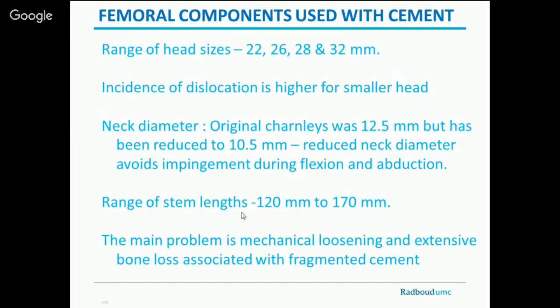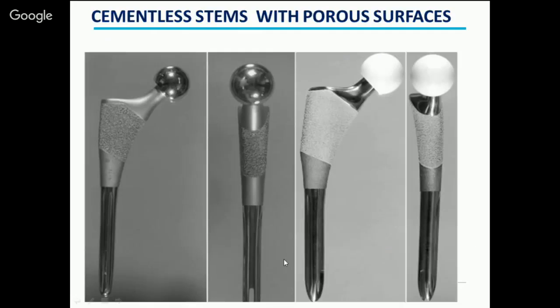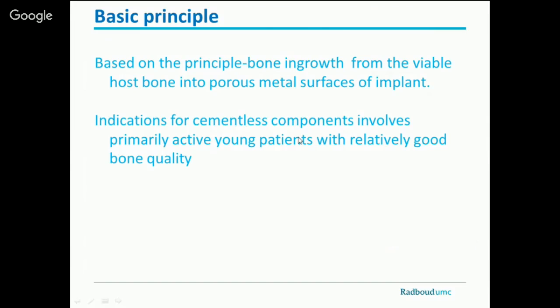Now we have a range of stems, and the main problem of cemented implants is mechanical loosening, and we will talk about that in the next lecture. So what about cementless fixation? Here you can see two implants with a proximal porous coating. It's more proximal because they want to reduce stress shielding. We know that now.